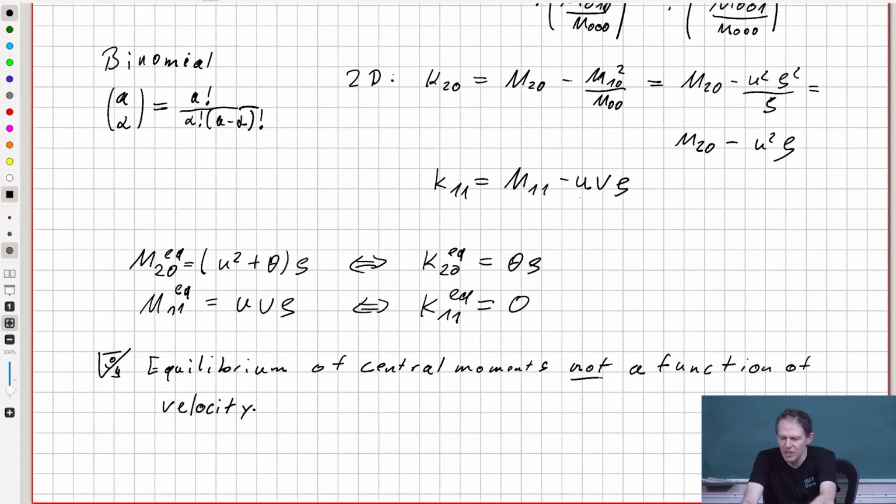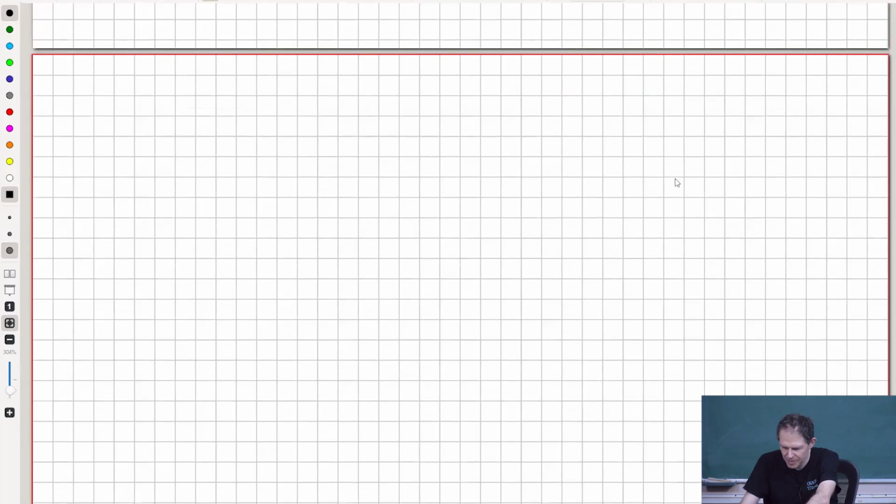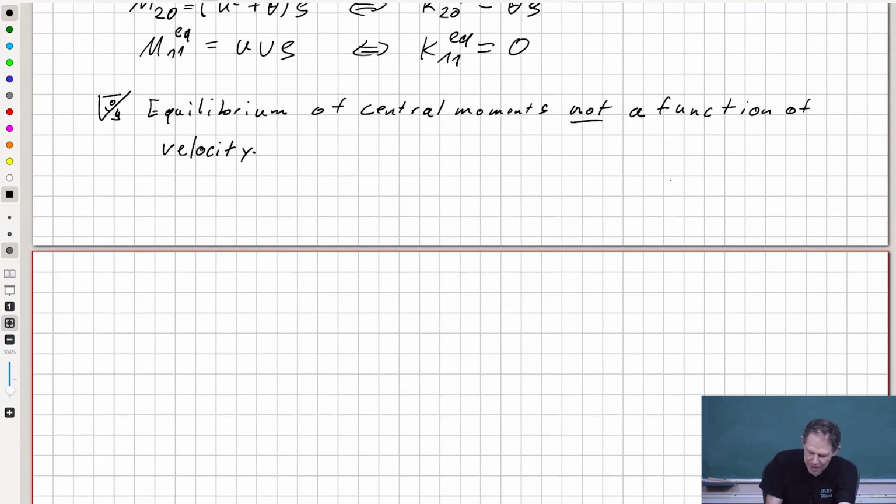So, question, does this help us with Galilean invariance? We are saying that we have not yet verified that actually we have a problem with Galilean invariance in MRT in the first place, so let's have a look. So Galilean invariance, what does it mean? The frame of reference.